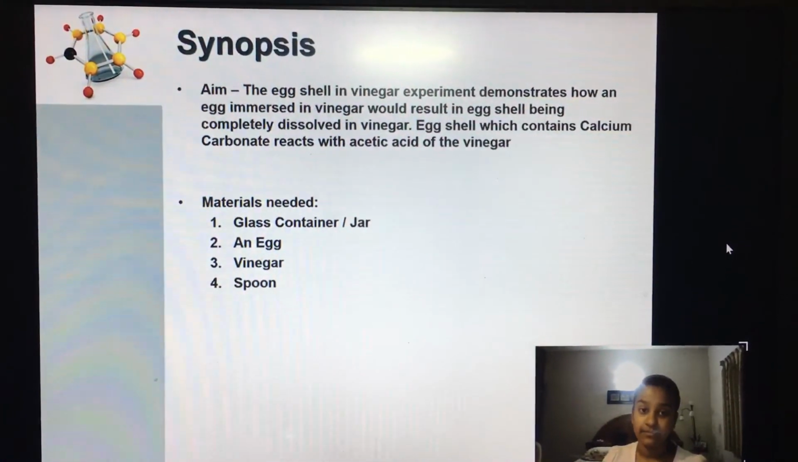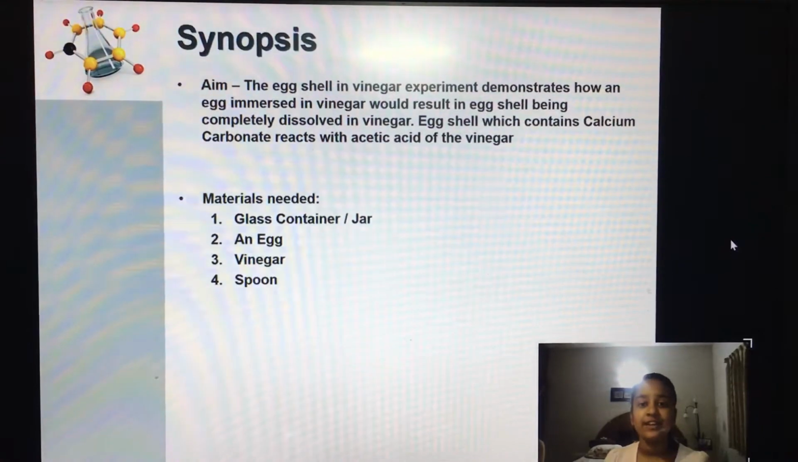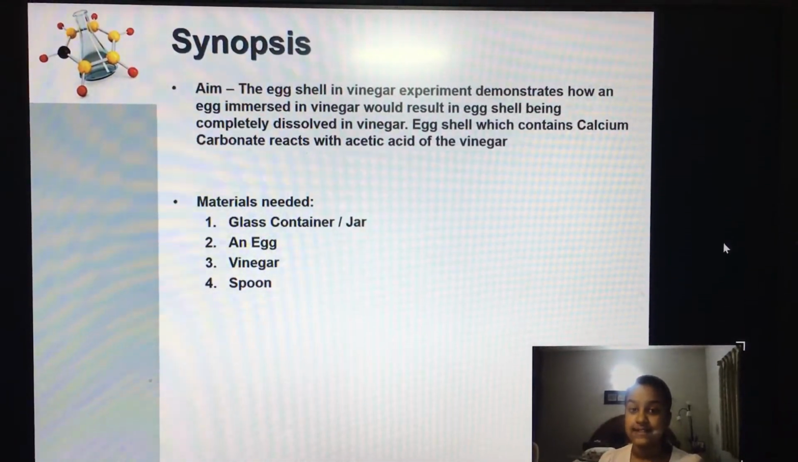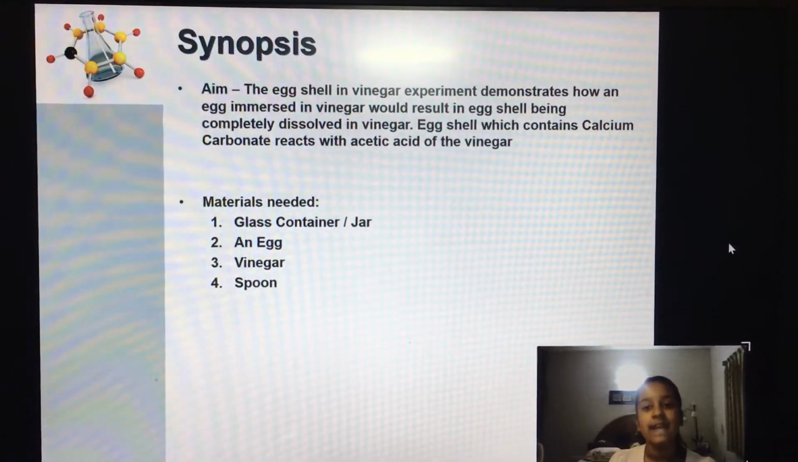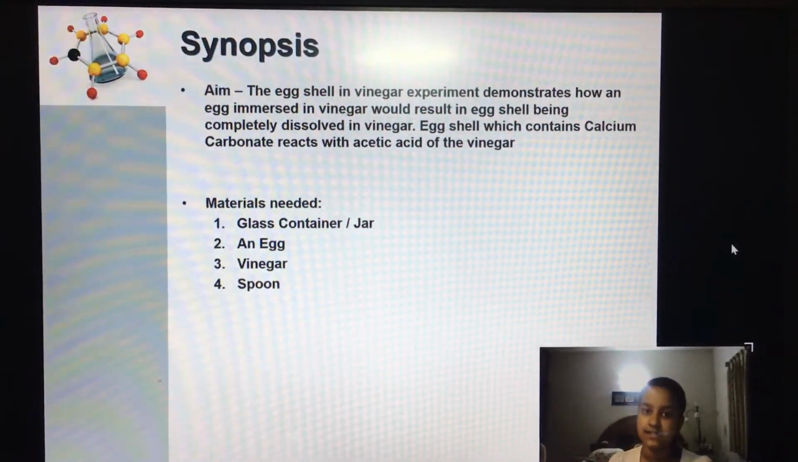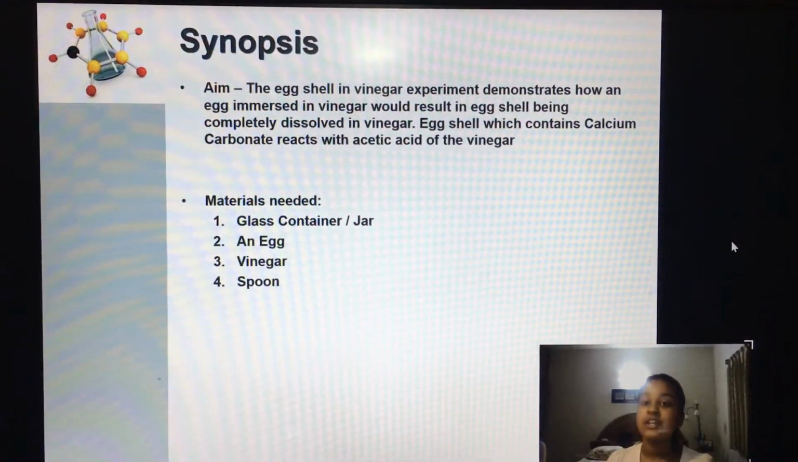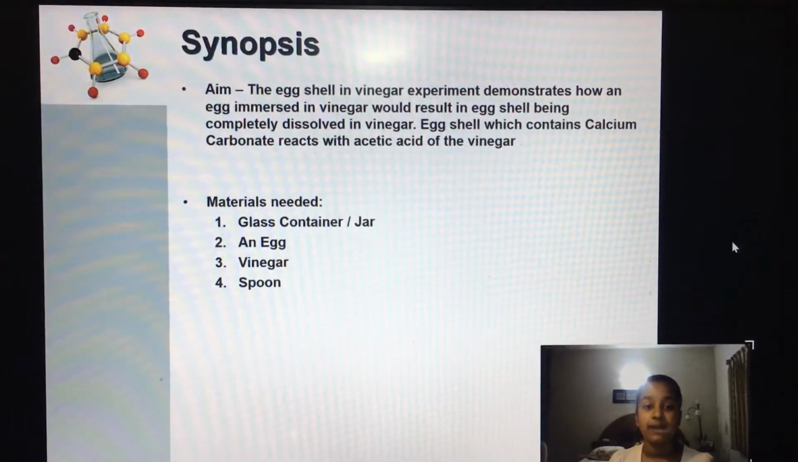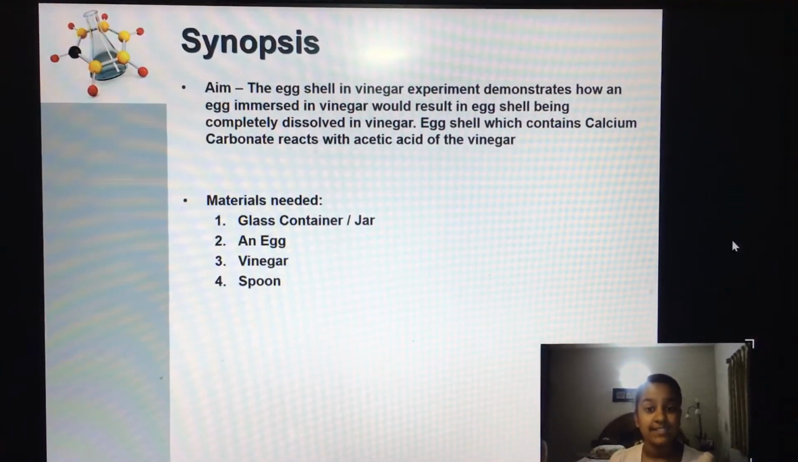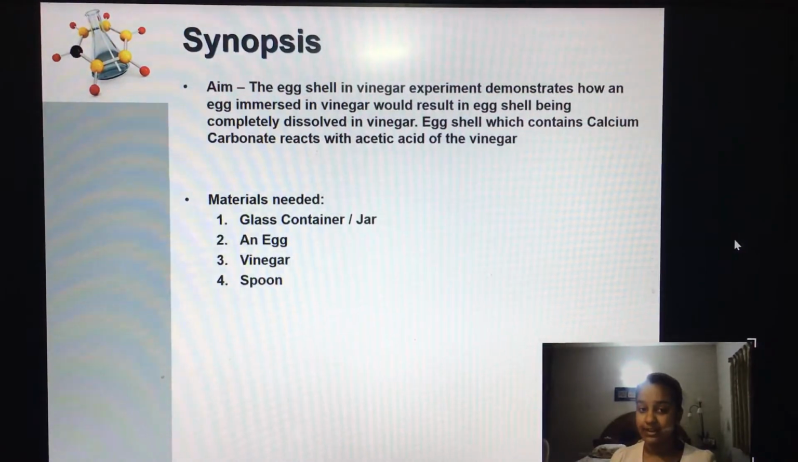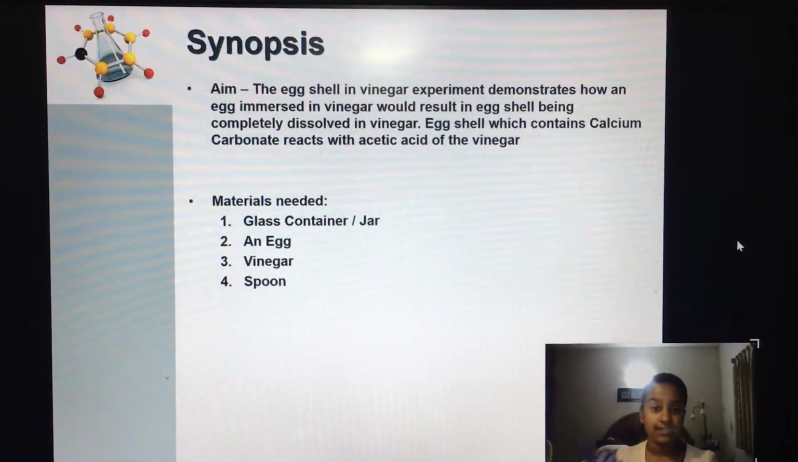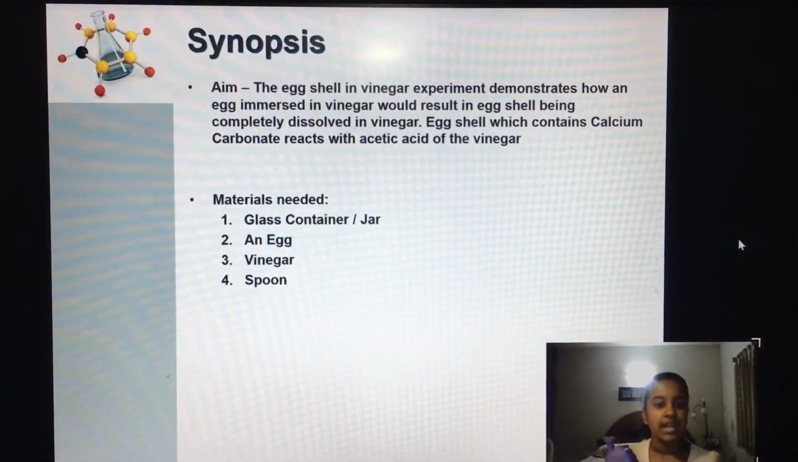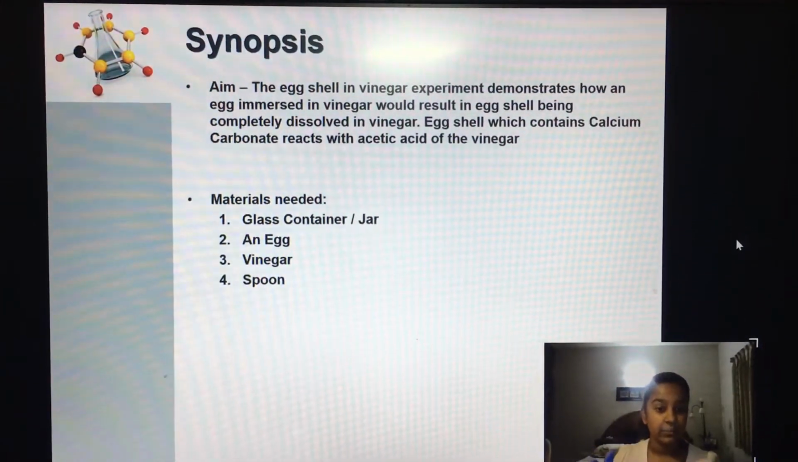The aim. The eggshell in vinegar experiment demonstrates how an egg immersed in vinegar would result in the eggshell being completely dissolved in vinegar. The eggshell, which contains calcium carbonate, reacts with the acetic acid of the vinegar. The materials needed for this experiment: a glass container or a jar, an egg, vinegar, and a spoon.